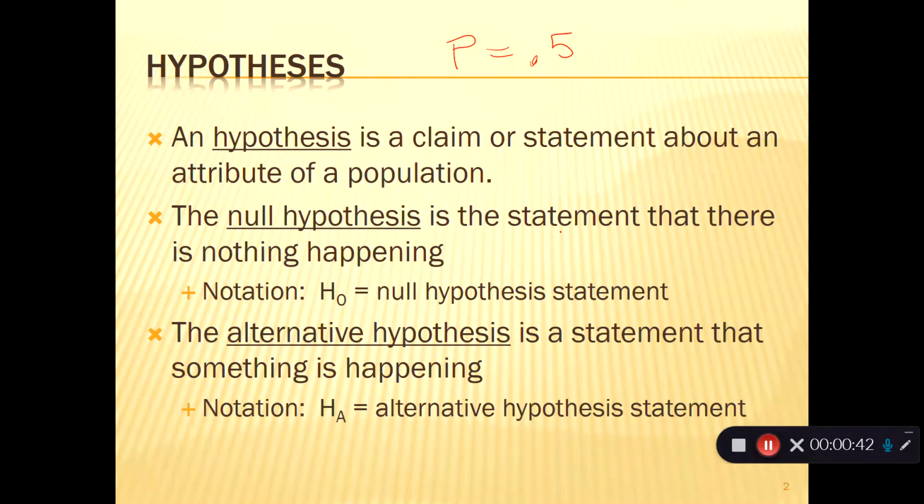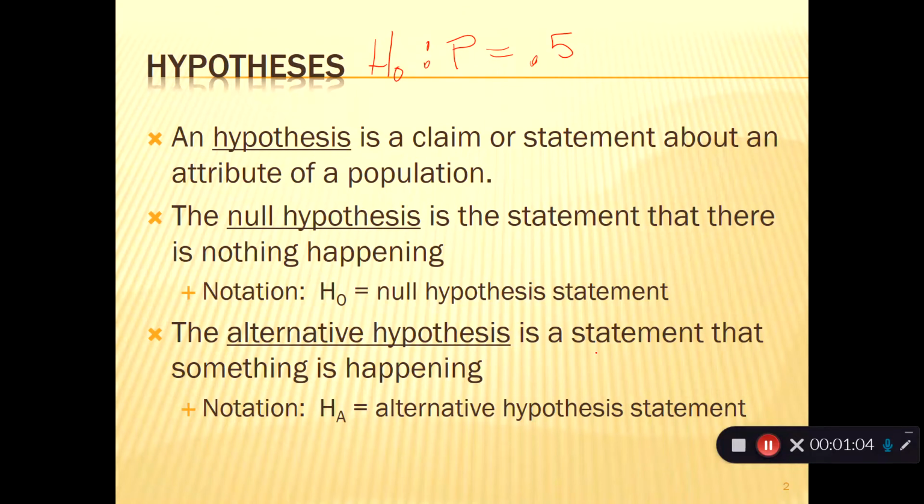Now, the null hypothesis is a statement that there is nothing happening. So we would expect this year to be no different. We'd expect 50% to transfer as well. So we'd use H with a subscript of 0 to indicate our null hypothesis is the population proportion is going to stay at 0.5. Now, the alternative hypothesis is a statement that there's some change that takes place.